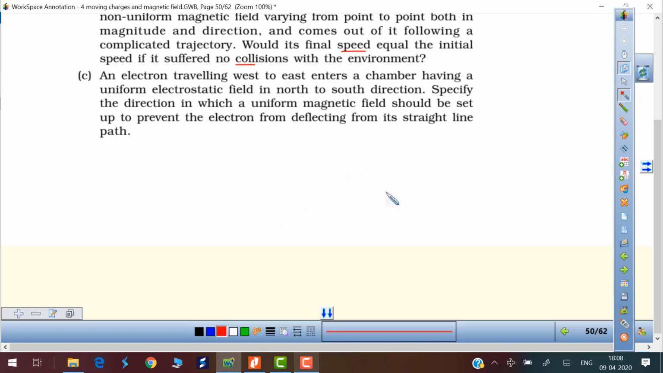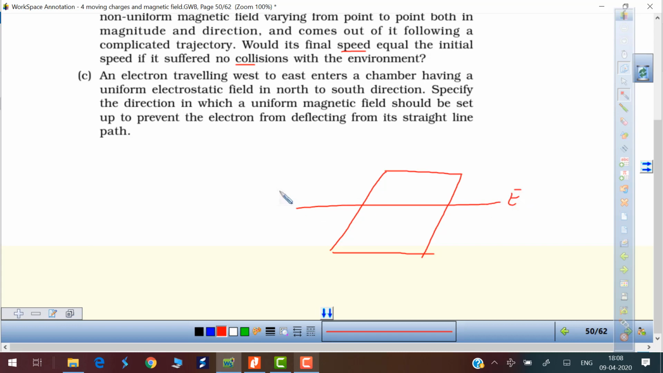So I draw this picture as usual. This side east, this side west, this side north, and this side south. Now, what is the direction of the electric field? Electric field is north to south. So this is the direction of the electric field, this is E, the blue line E. And the charge enters traveling west to east. So the electron enters over here.